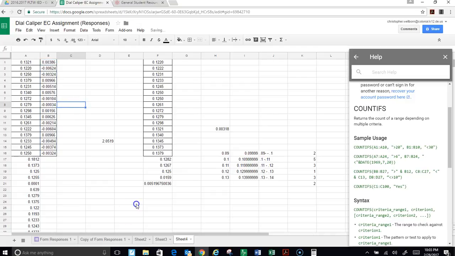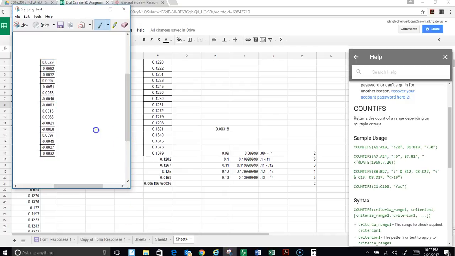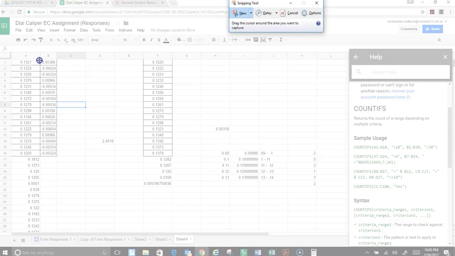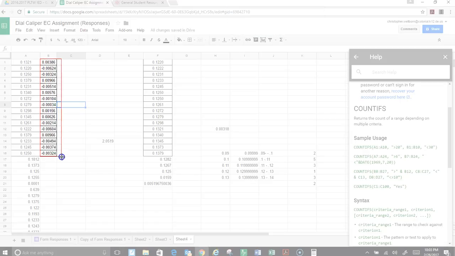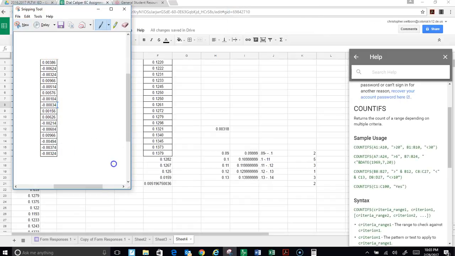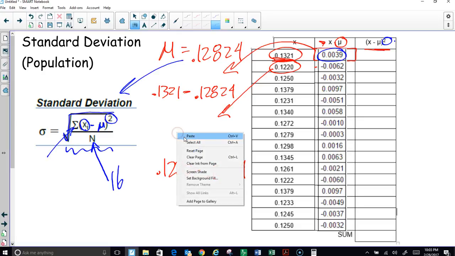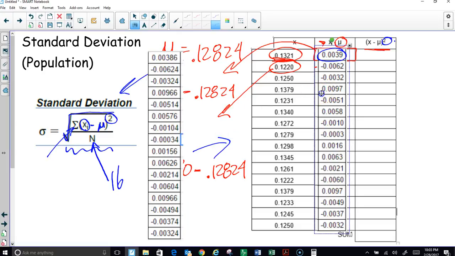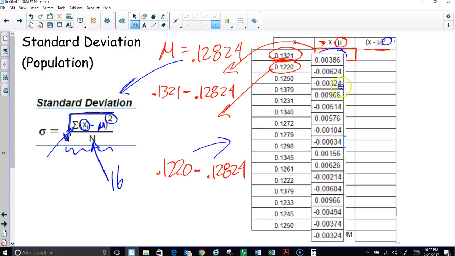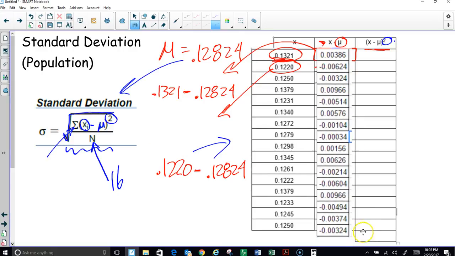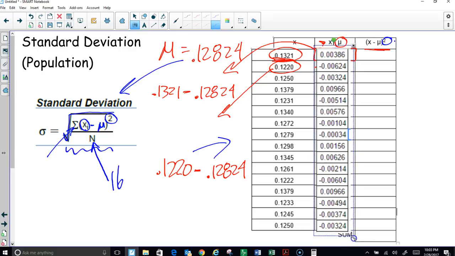So I'm actually going to cut this. Giving you a secret to how I do all this. There we go. Put it back in here, paste it. I'm going to get rid of this one. Put this one in its place. I'll take it out to a couple more places so it might look more like what you're doing. There we go. So I'm going to square this number right here.